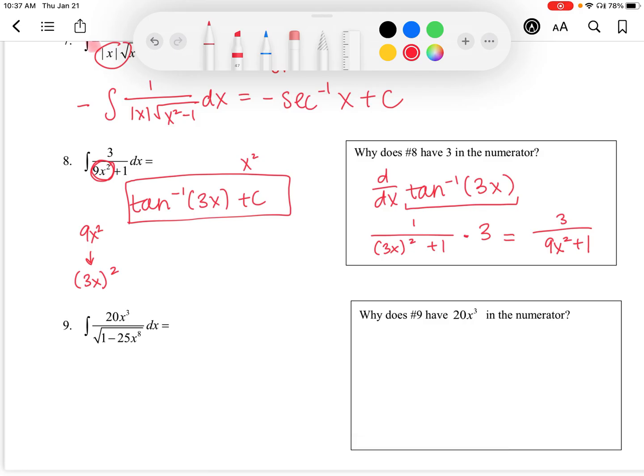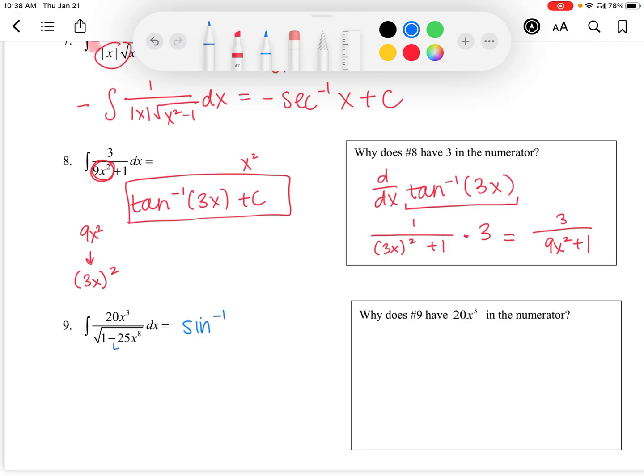So let's use that same reasoning to look at number 9 right here. So first of all, let's figure out which function we're looking at. There's no negative, so it's going to be sine, secant, or tangent. It's got a square root, so it's not going to be tangent, but it doesn't have an absolute value in front of it, so it's not going to be secant, which means we're looking at our inverse sine.